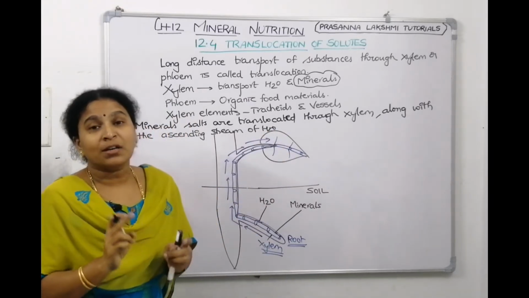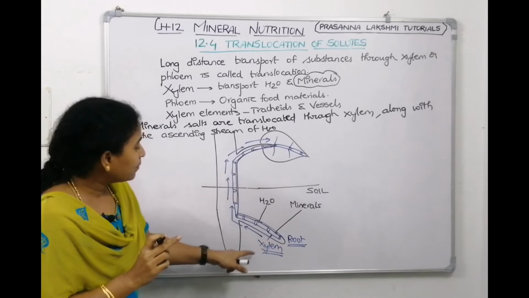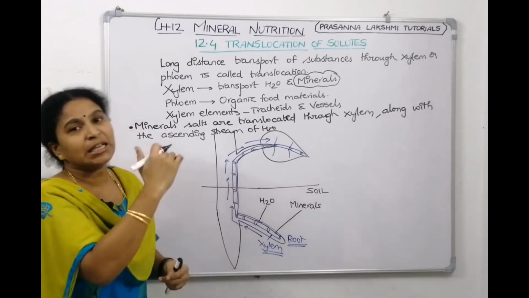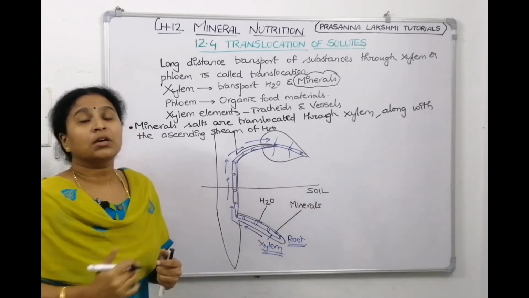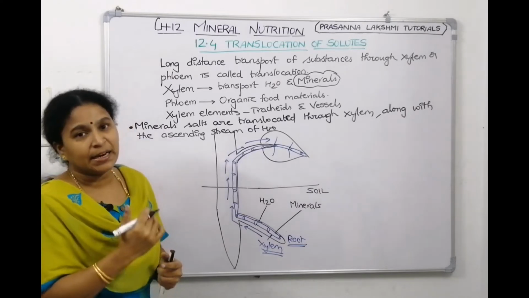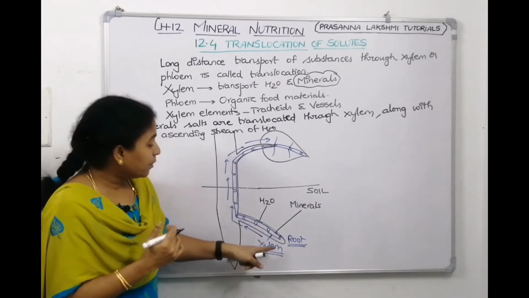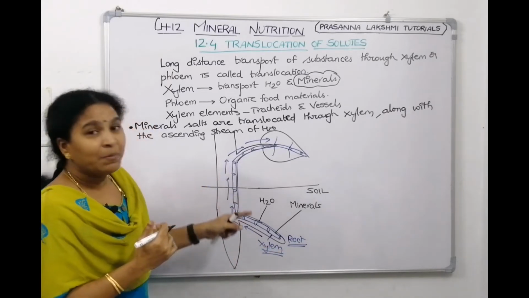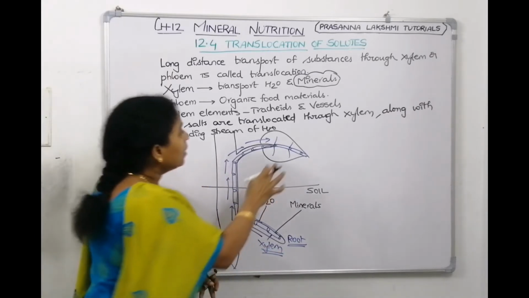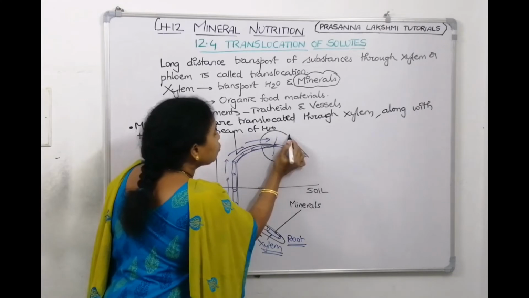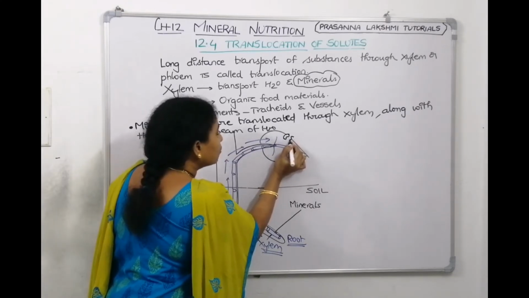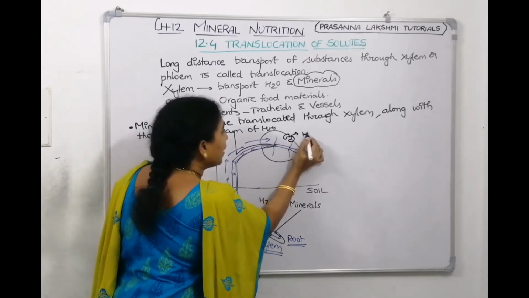Children, xylem transports water. Now the movement of water is unidirectional. It's always from the bottom to the top. It's always ascending. Along with that water, minerals also will go ascendingly only. Now, what is the pressure which is responsible to lift the water up? It is transpiration pull. Now here on the leaf, stomata will be there. Through the stomata, water vapor goes out.